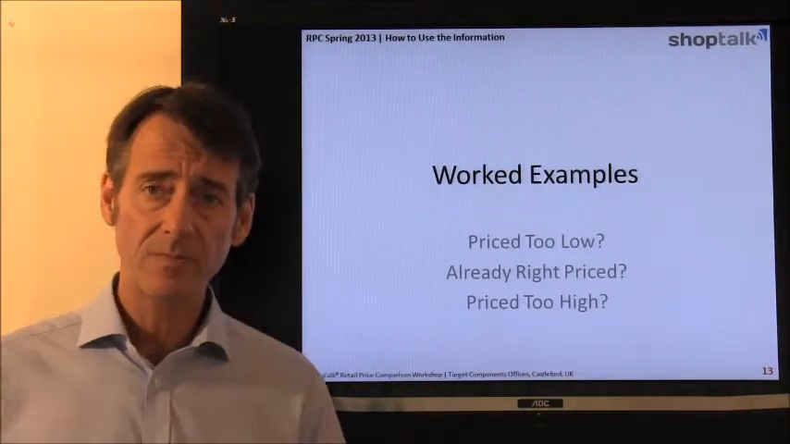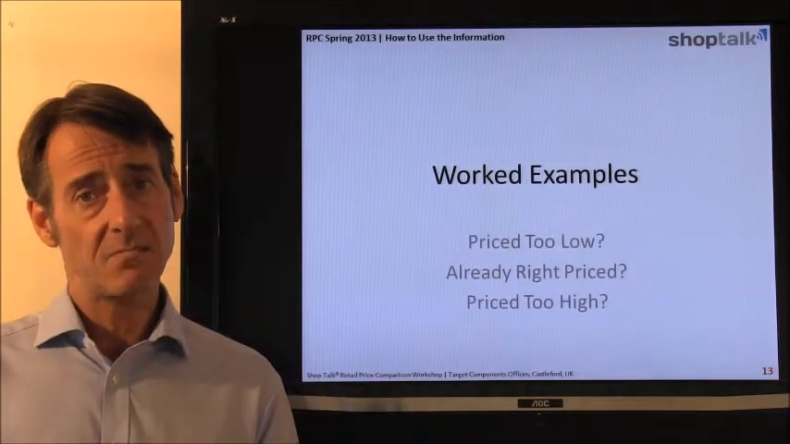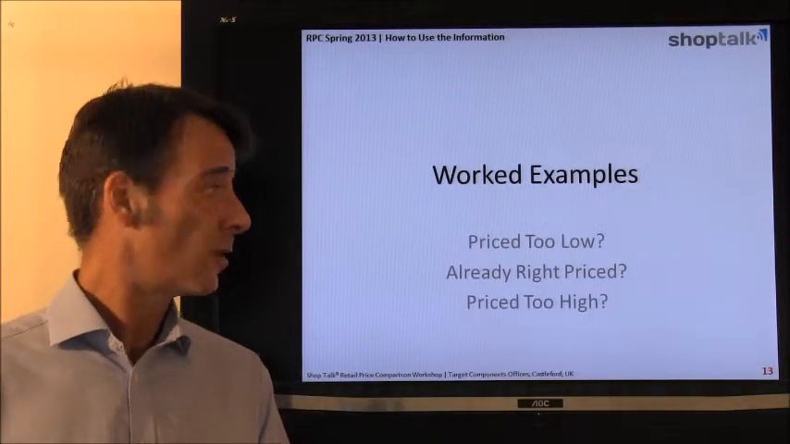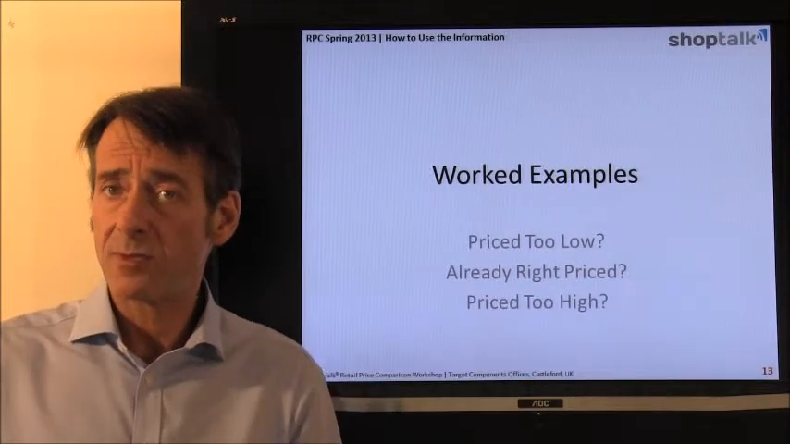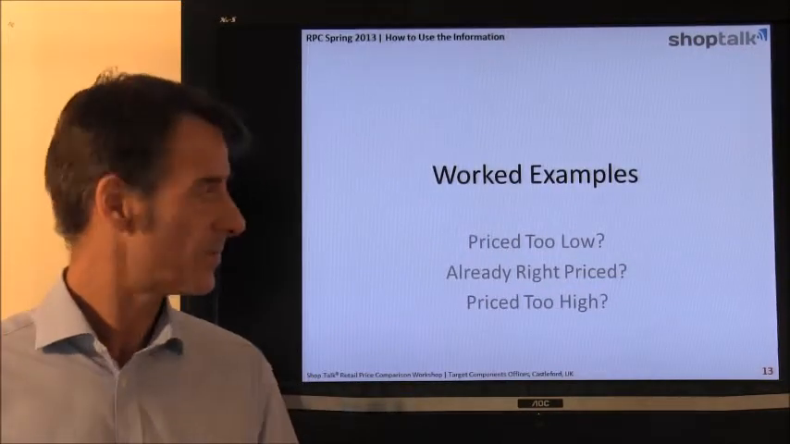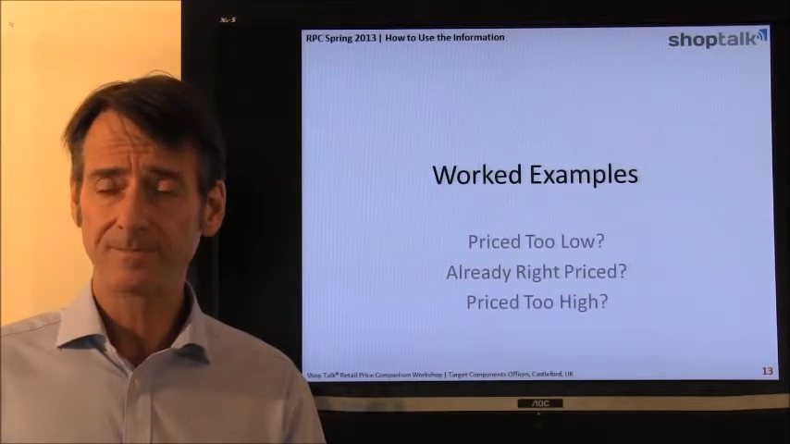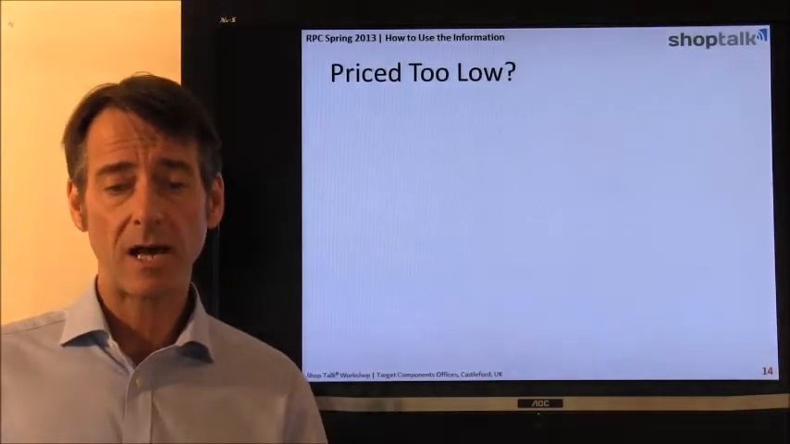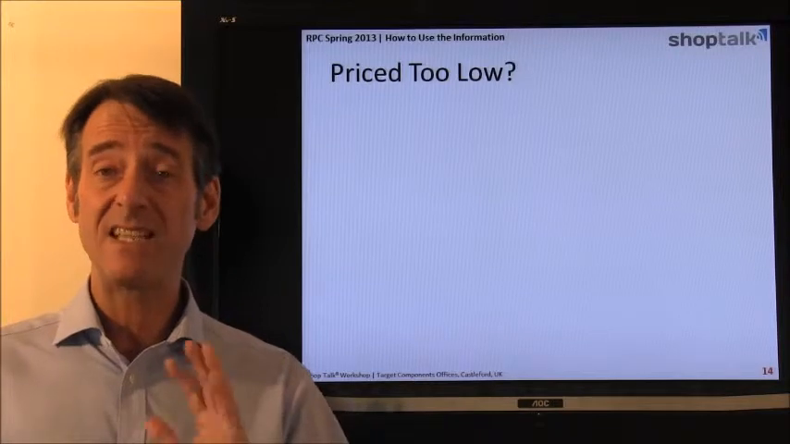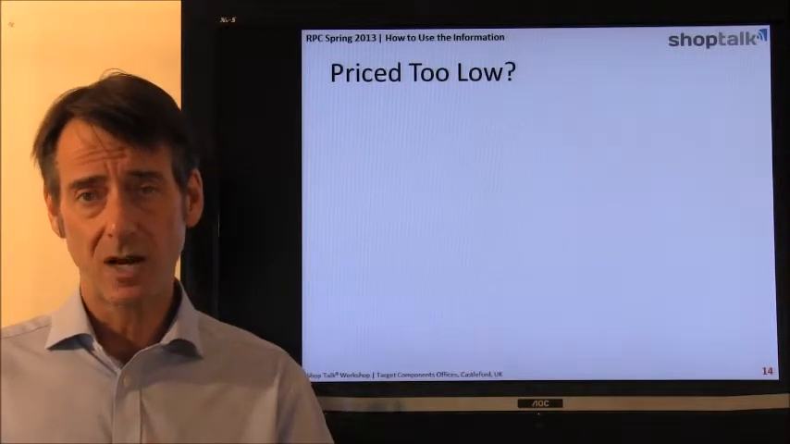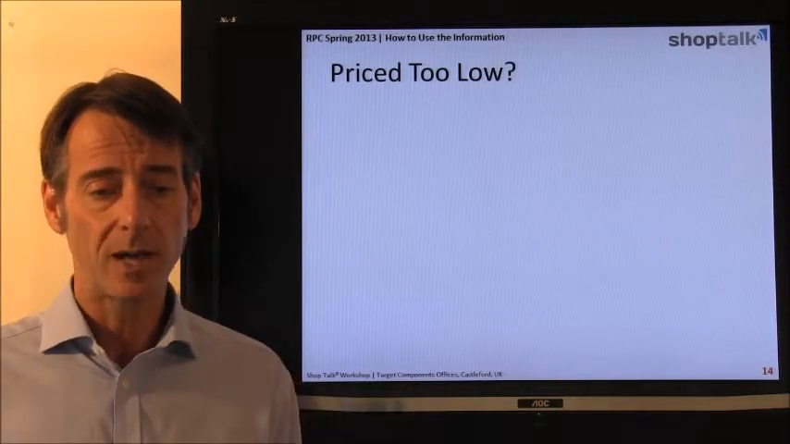I'm going to do 3: one where a product is perhaps priced too low, one where a product is perhaps already priced at the right price, and one where a product may be priced a little high. Let's consider how we go about looking at these. And the way we do it is the same every single time. It's a little routine to go through, okay?